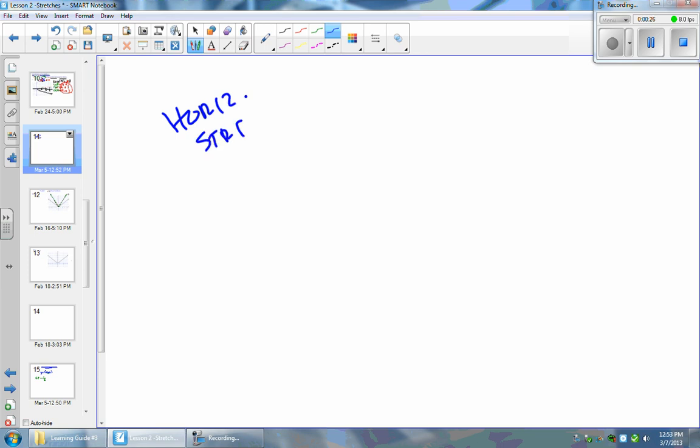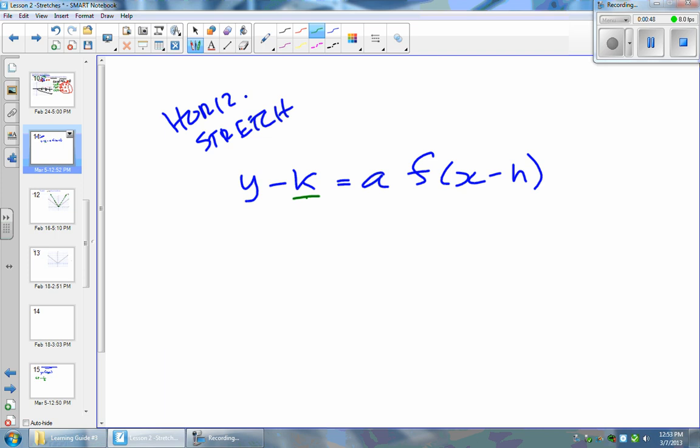Okay, so in a horizontal stretch, we are going to introduce a whole new variable. But before we do that, I want to go back to what we already know. So far we've learned this function, y minus k is equal to a times f of x minus h. There are a few transformations that we applied so far. Remember, our k value had to do with our vertical translation, so moving it up or down. Our h value had to do with our horizontal translation, so that was moving it left or right.